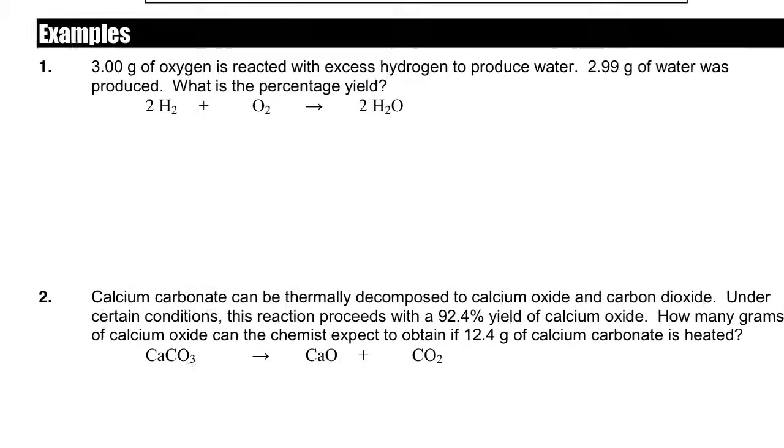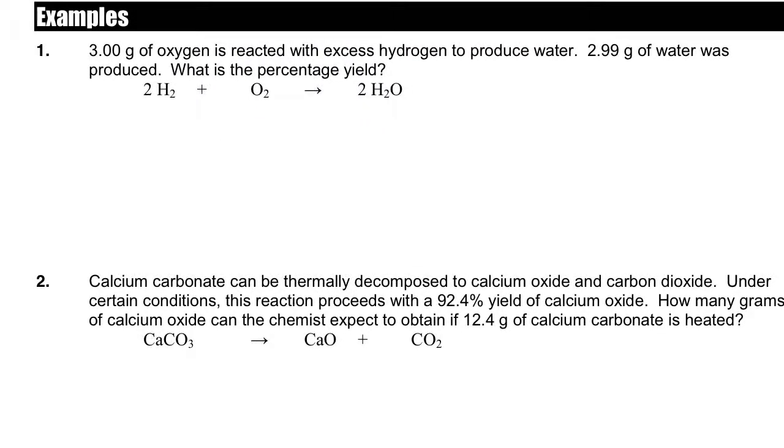So let's do some examples. In the first one, we have 3 grams of oxygen reacting with excess hydrogen to produce water. Just a note here: excess hydrogen means we have more than enough hydrogen, therefore our oxygen is the limiting reactant. So we don't need to calculate the limiting reactant here. We already know oxygen is it. 2.99 grams of water was produced, so that's the actual yield of water. But we're to find the percentage yield. So this is how I do it.